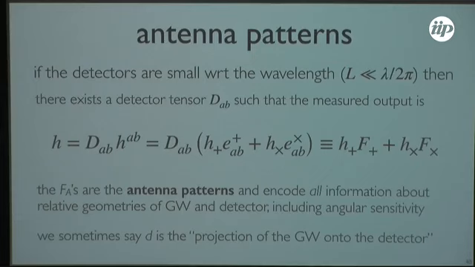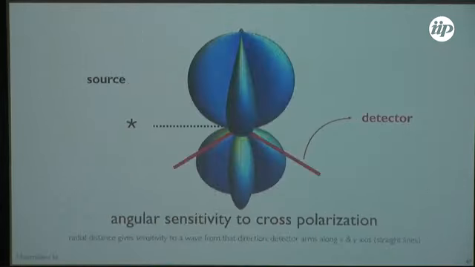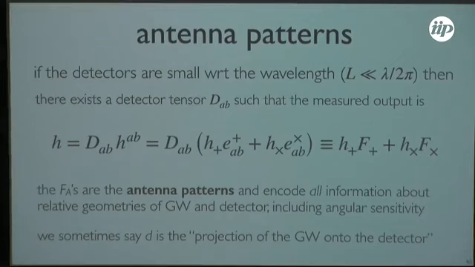These factors F are precisely the antenna patterns. They're precisely this angular structure that I showed you before. And you can go and write it down, and if you set some coordinates, for example, in the detector frame, and you say my arms are along the x-axis or the y-axis, well, you have to first pick a specific form of what the detector tensor is.